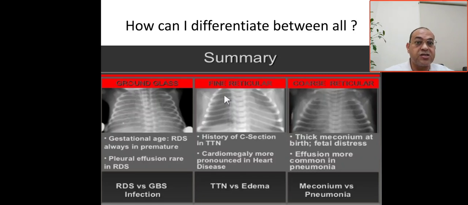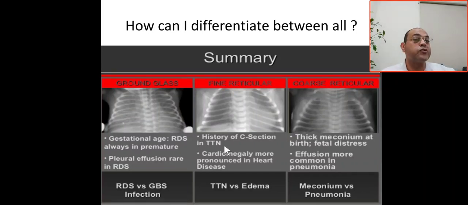If there is a history that this baby was born by cesarean, full term, mother diabetic, or mother asthmatic, I will put in my mind that this is most probably TTN. Also, cardiomegaly is more prominent and more common with heart disease than with TTN.